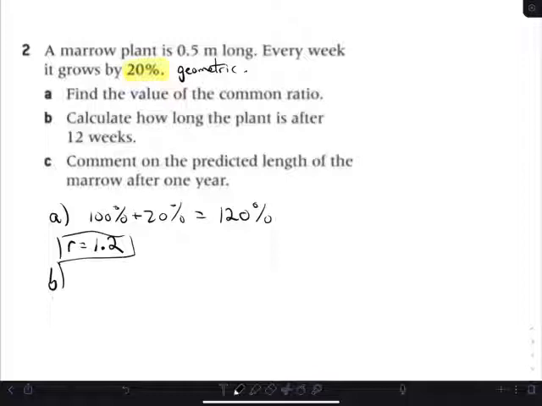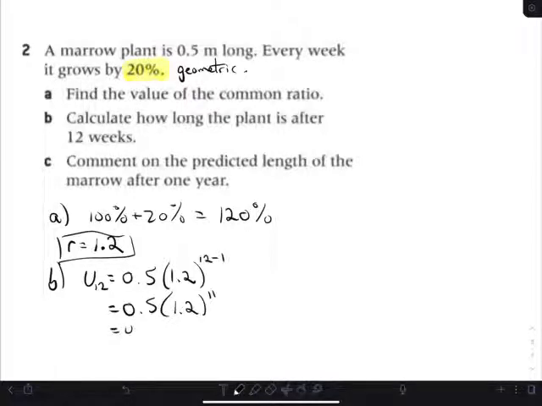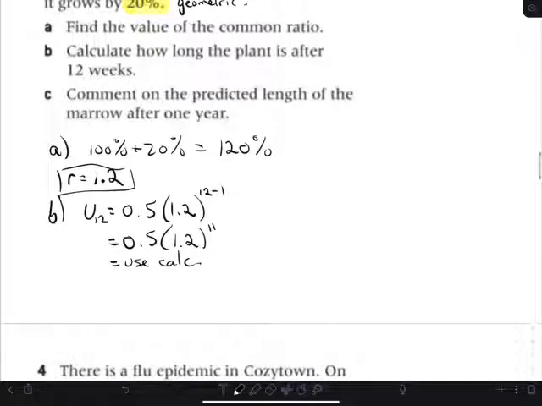With B, calculate how long the plant is after 12 weeks. You want to know U12. So it'll be the original amount times R, which is 1.2, and then after 12 weeks. Again, no calculator, but you can do that. Okay? And C, comment on the predicted length of the marrow after 1 year.